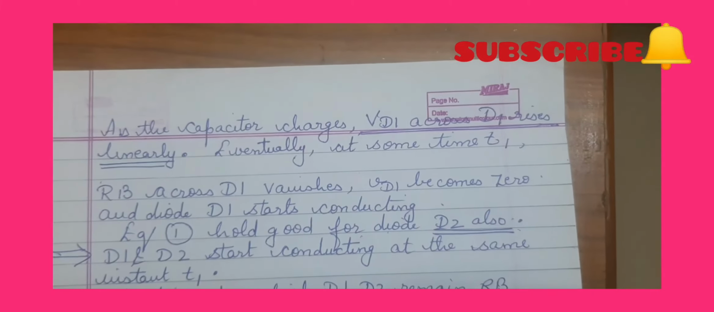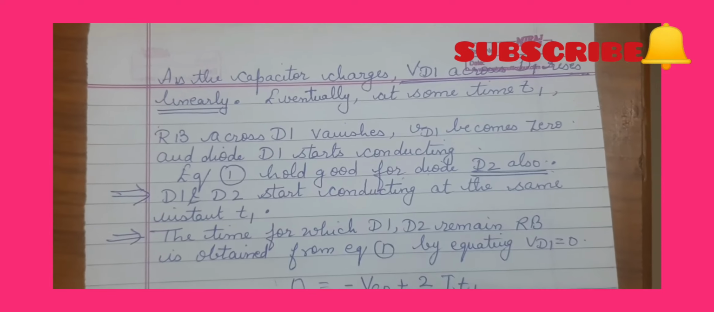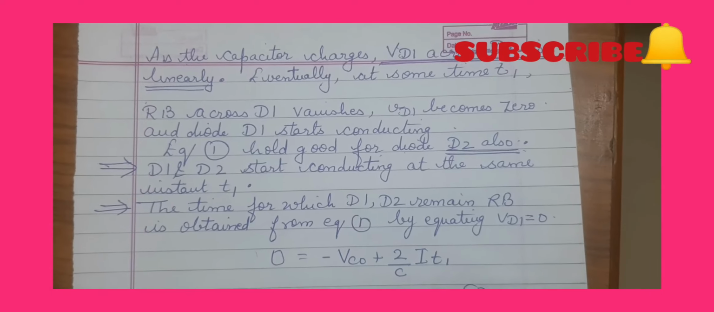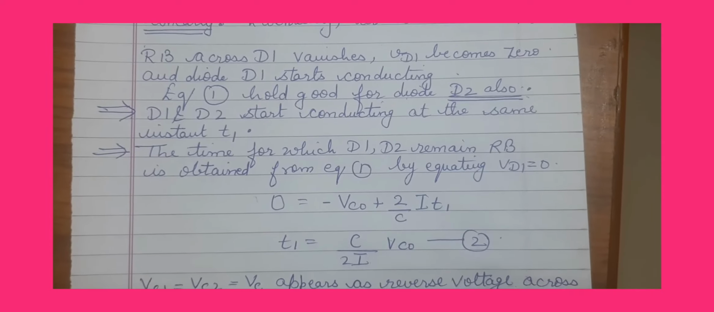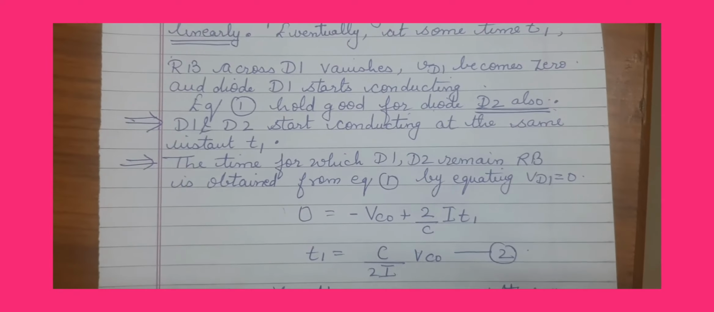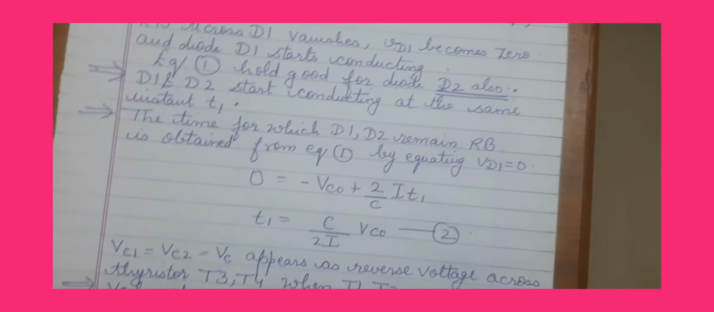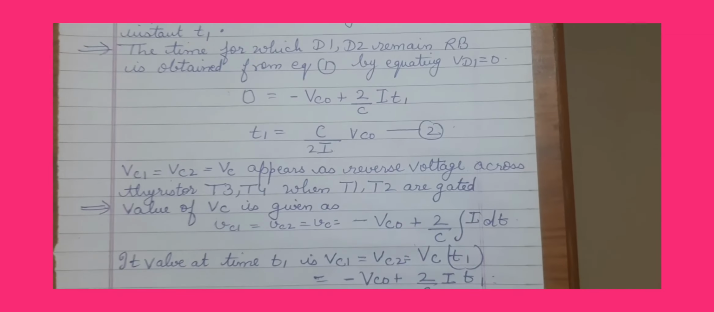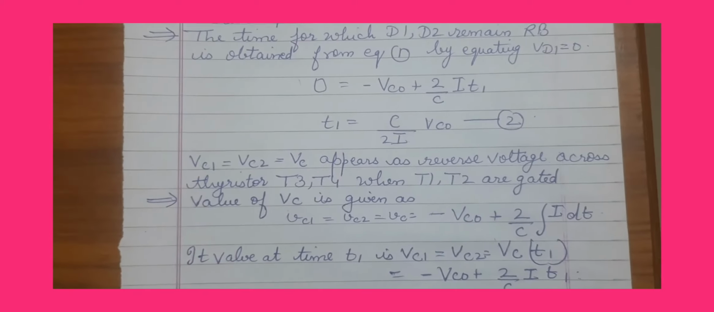As the capacitor charges, VD1 across D1 rises linearly, and eventually at some time t1 the reverse bias across D1 vanishes, VD1 becomes 0 and diode D1 starts conducting. Equation 1 holds good for diode D2 also. D1 and D2 start conducting at the same instant t1. The time for which D1, D2 remain reverse biased is obtained from equation 1 by equating VD1 equal to 0. So the time comes out to be C upon 2I into Vc0. VC1 is equal to VC2 is equal to VC.